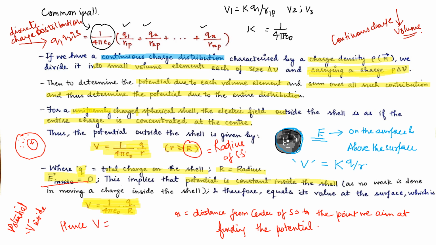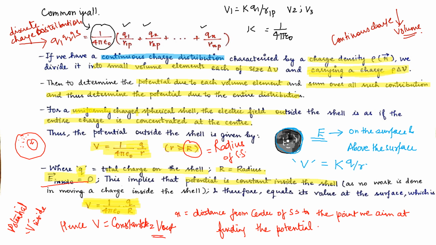Then we will say that the electric field inside is 0, hence the potential will not change, because as there is no electric field inside, we can move the charge freely from here to there to here. There will not be any energy used in doing so, so there is no work done. When there is no work done, no potential is being generated. So the potential will remain constant, and it will be equal to V out. Whatever the potential is outside, the same will remain inside.